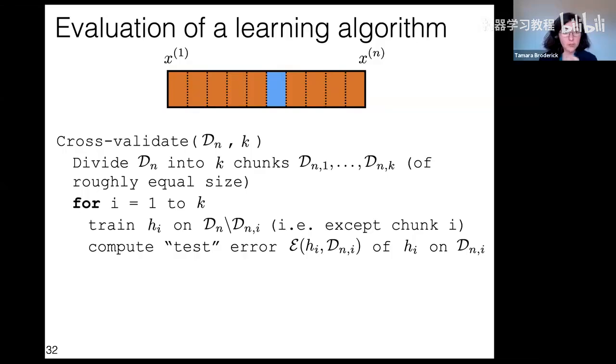Okay, so we can think of that as a sort of test error. Again, it's for data that wasn't used by this particular instance of the learning algorithm. And then finally, what we're going to do is take all of these different errors and average them.